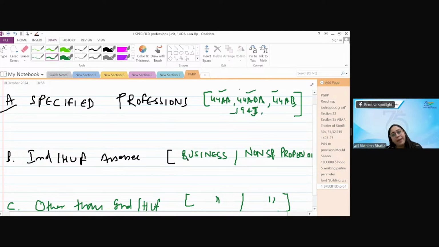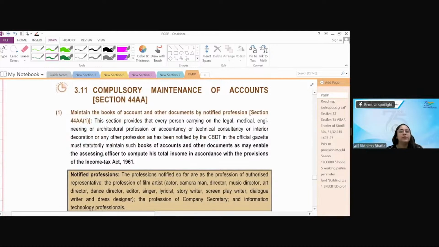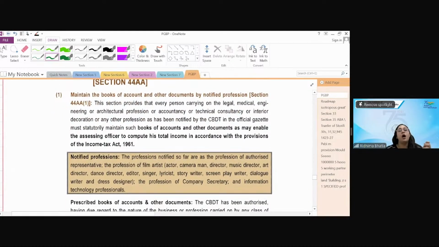So if you say 194, but these are specific provisions, okay? So first of all, we are doing section 44AA, which tells you compulsory maintenance of books of account, that you have to maintain books of accounts, specifically if your turnover is more or if something is more. Let's understand that. First of all, the maintenance of books of account is compulsory for these notified professions or specified professions, which are on your screen, which you can see.